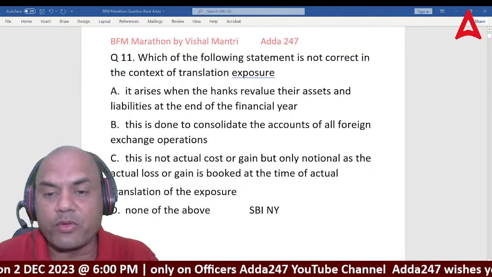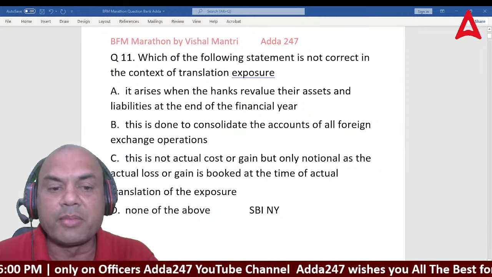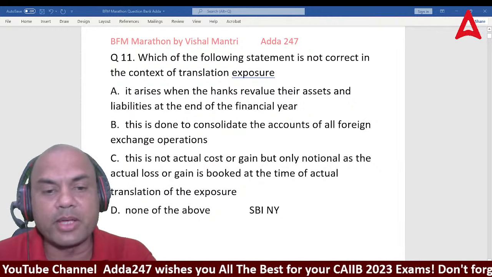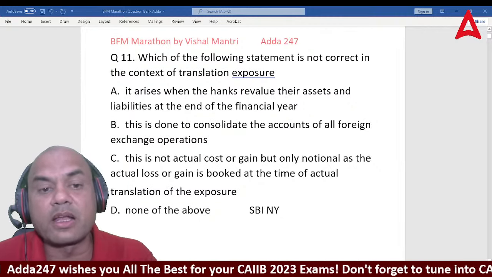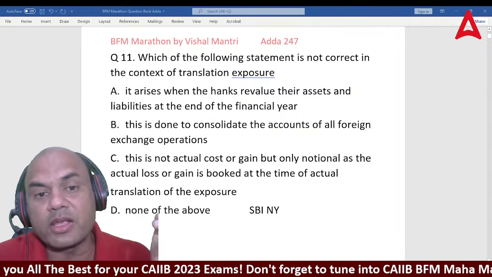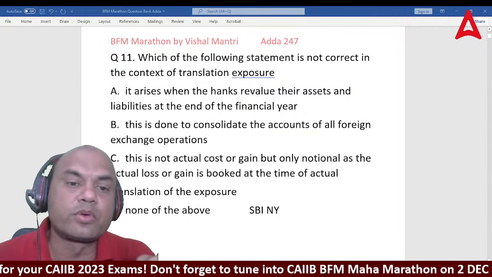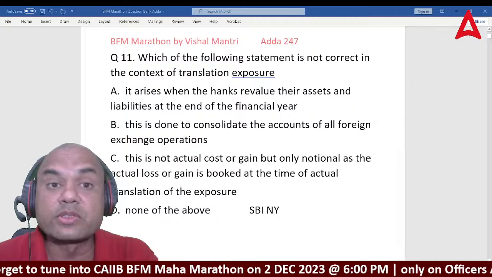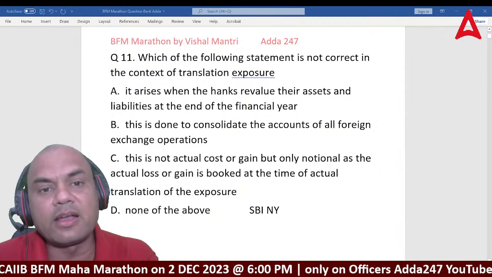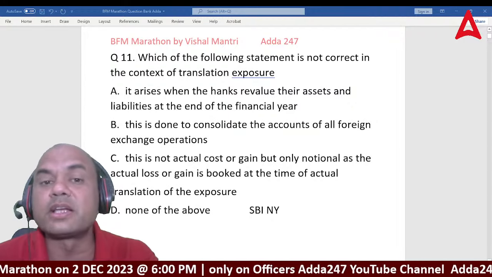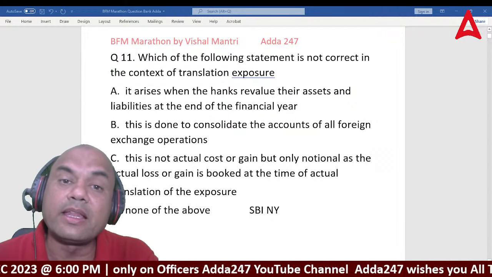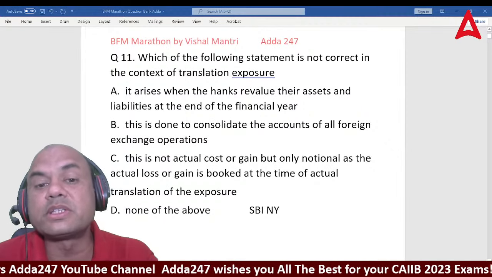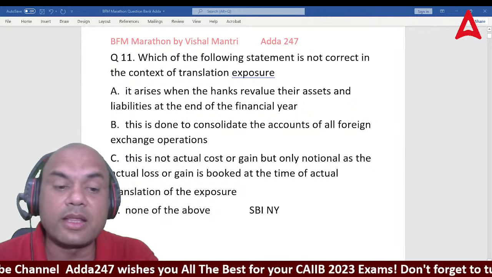SBI has to declare the profits and balance sheets, right? To whom? To RBI. So when they declare it, they have to declare it in rupees. But SBI New York is in dollars. So SBI has to take a notional rate. Notional means whatever is going on presently. So that rate they'll take and they'll convert the profits and the figures of SBI New York to rupees. It's reverse, dollar to INR. Translation is always dollar to INR because we want it in our currency.